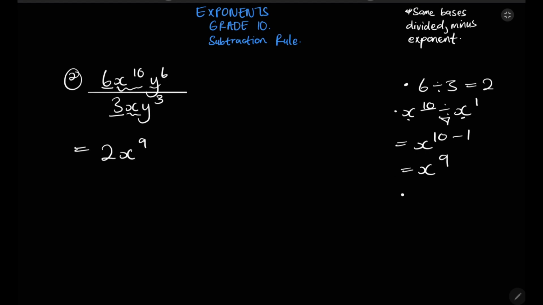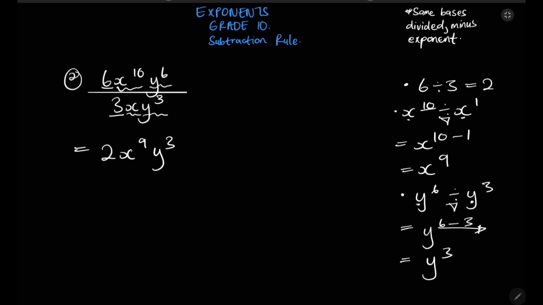What's our next variable? We have y and y. So this is y to the power 6 divided by y to the power 3, which is, now let's solve this. You have y and y. Are they divided? Yes. Same bases that are divided. So you write down our base, then 6 minus 3. Your answer, not your final answer, is y. 6 minus 3 is 3. So you write y cubed. Your final answer is 2x to the power 9, y cubed.